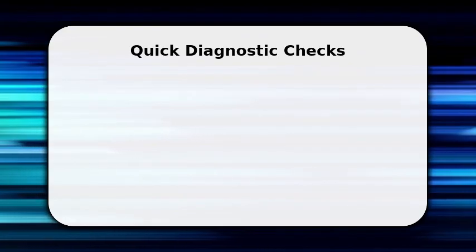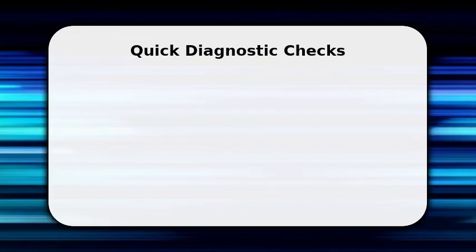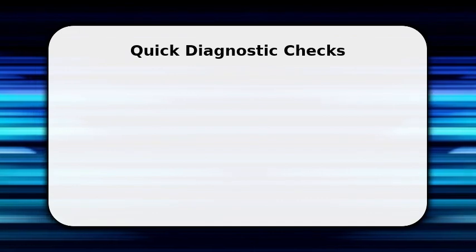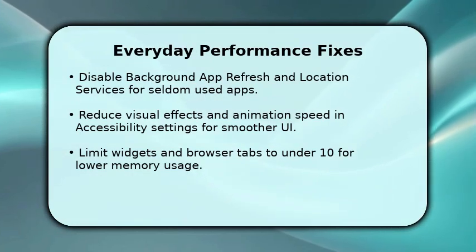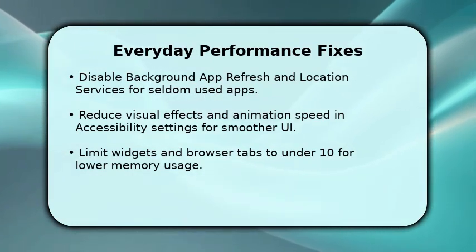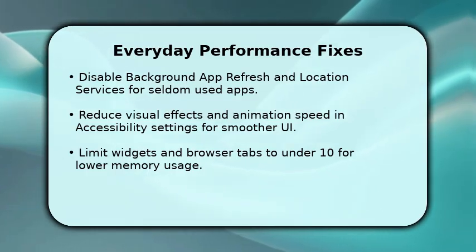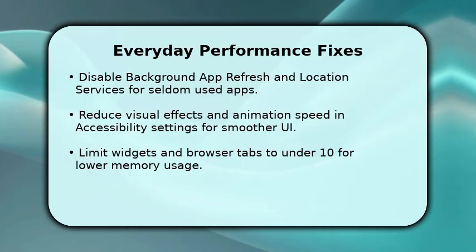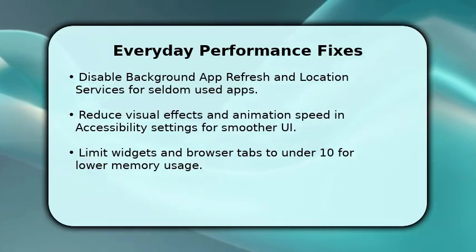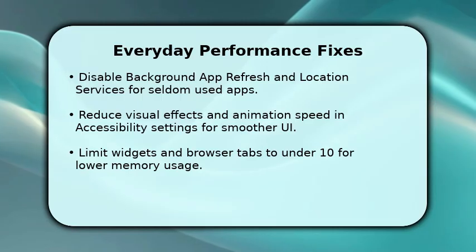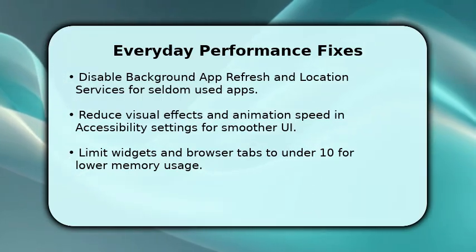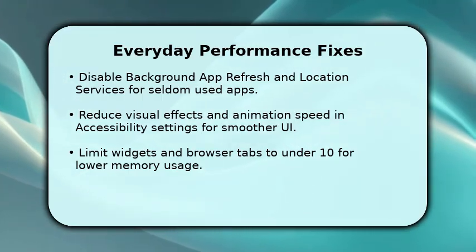Close more than 5 background apps to reduce memory pressure and CPU load. Note the model and storage size so you can decide on deeper steps next. Disable background app refresh and location services for apps you rarely use to save CPU cycles. Turn off unnecessary widgets and reduce home screen clutter to decrease memory demands. Lower motion and reduce transparency in accessibility to reduce GPU load during animations.